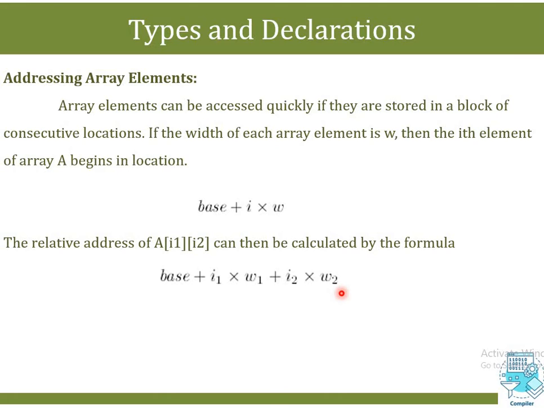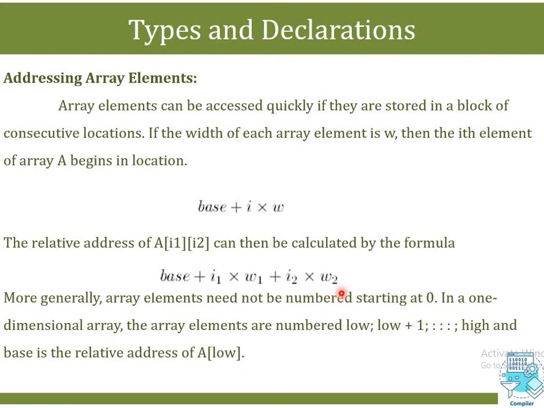Okay, I'll repeat once again. If you want the ith row element and jth column element, then you can locate the element directly by using base plus I into the width of each row, plus j into the width of every individual element. By using this, you can locate the element directly. Suppose the array's first element is not in the 0th position, then by using this formula, you can still locate the element directly.